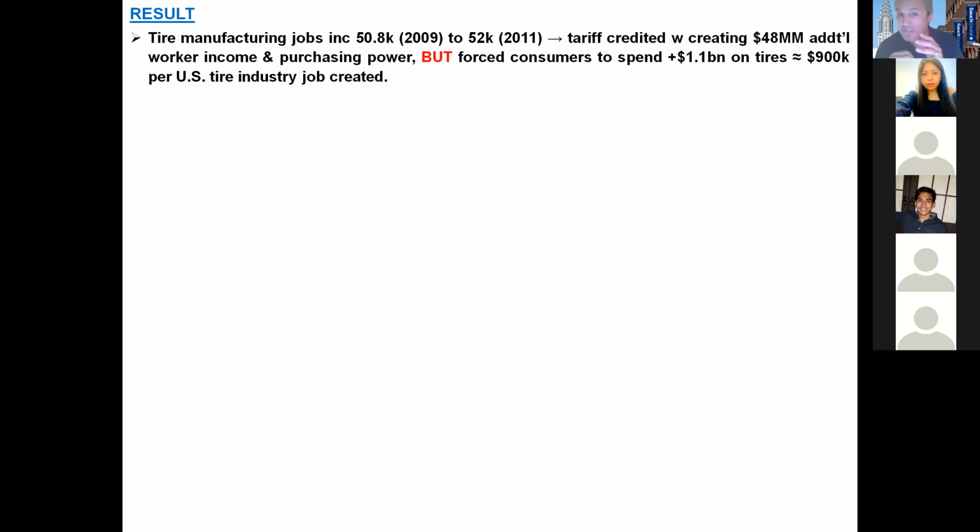So you see that there's an enormous disconnect. You have very concentrated benefits with very dispersed costs. Those jobs don't pay $900,000 a job. Why would you spend $900,000 a job to save those jobs when that industry has already been exported abroad years ago? It didn't make sense, right?